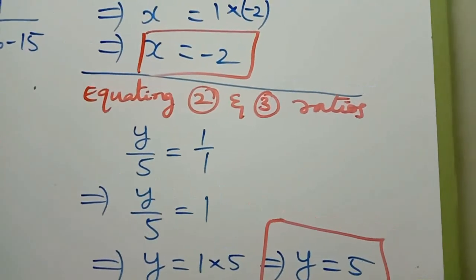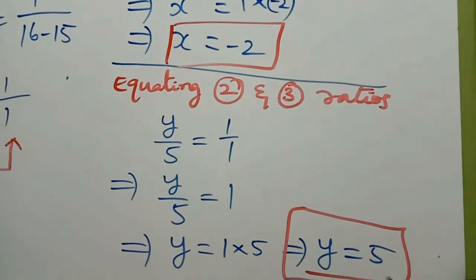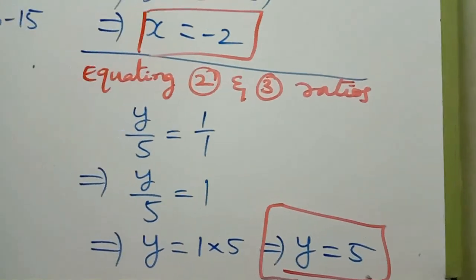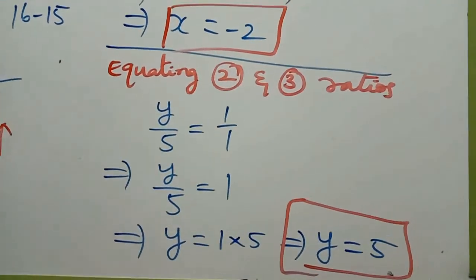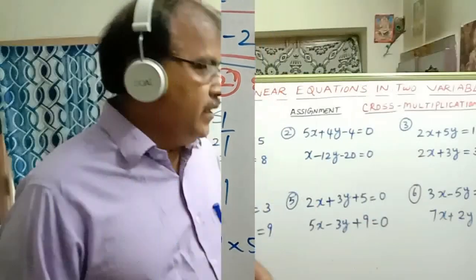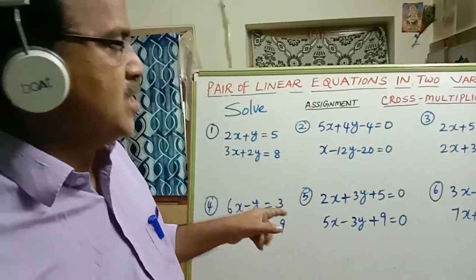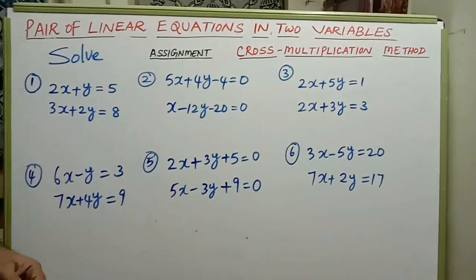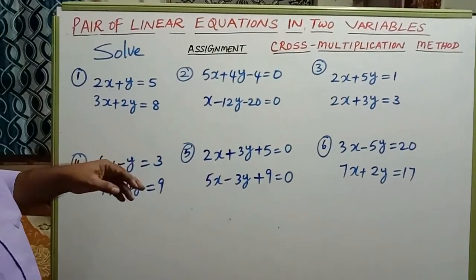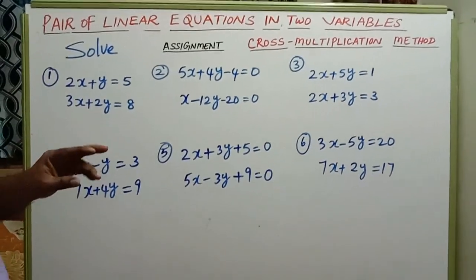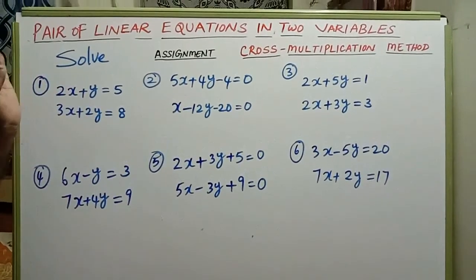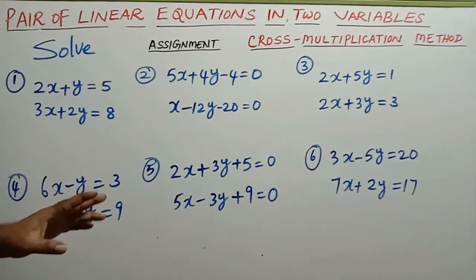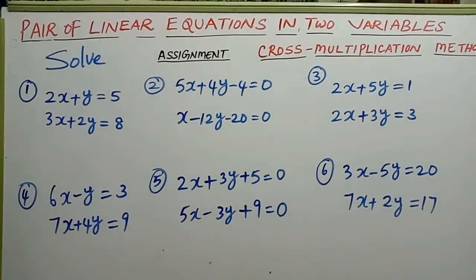So far we did 3 sums. Now I am giving an assignment. All of you do this assignment and send it to your class teacher. We completed the cross multiplication method. Here a total of 6 sums are there for homework. So all of you solve these 6 sums by using the cross multiplication method and send them to your class teacher. This is the given assignment.